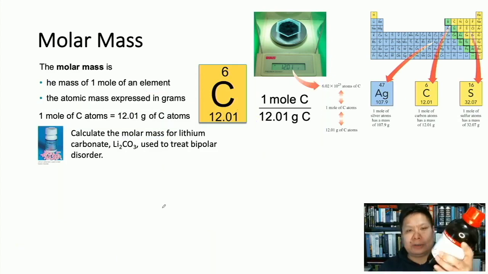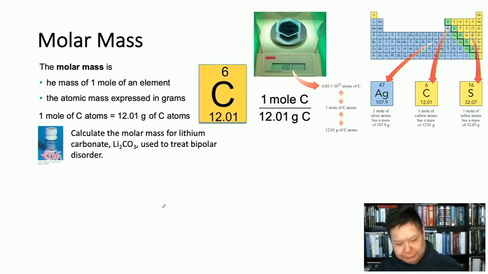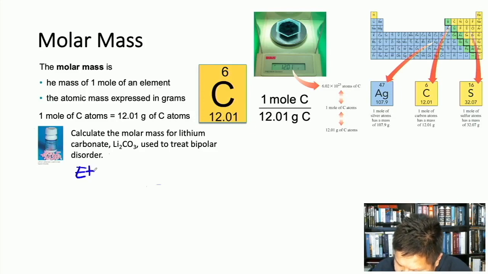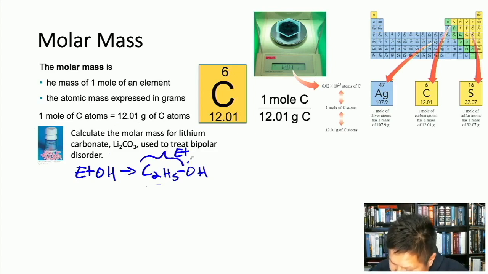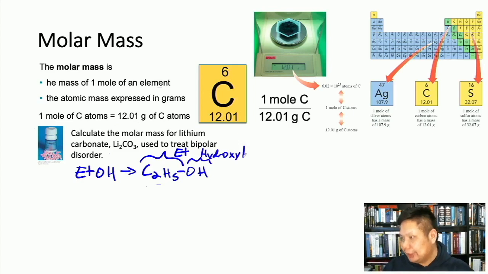So I have this bottle of ethanol here for a very particular reason. It's for our next example. So ethanol is abbreviated EtOH, right? Its formula is C2H5OH. So the Et for ethanol comes from the prefix ethyl, which is that C2H5 part. And then this part here is called the hydroxyl. Put them together and you get ethanol.